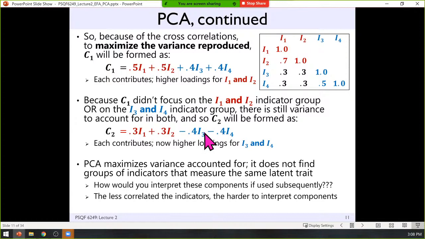It's very tricky. So component analysis is not about finding groups of indicators, it's about summarizing information. And because of that, you can get some weird patterns that are not readily interpretable, because it's not trying to interpret them. It's just trying to capture as much stuff as possible.